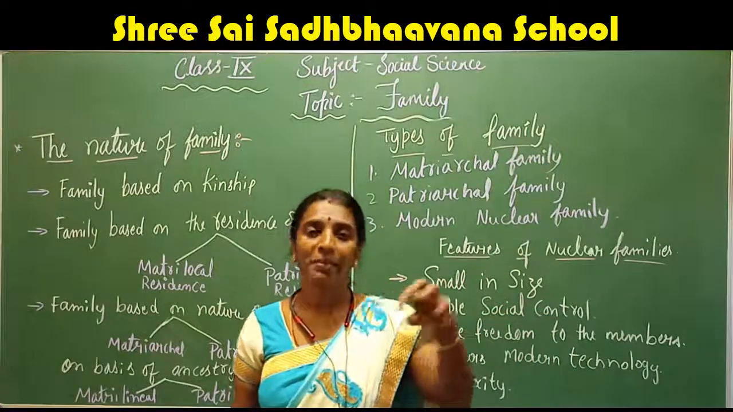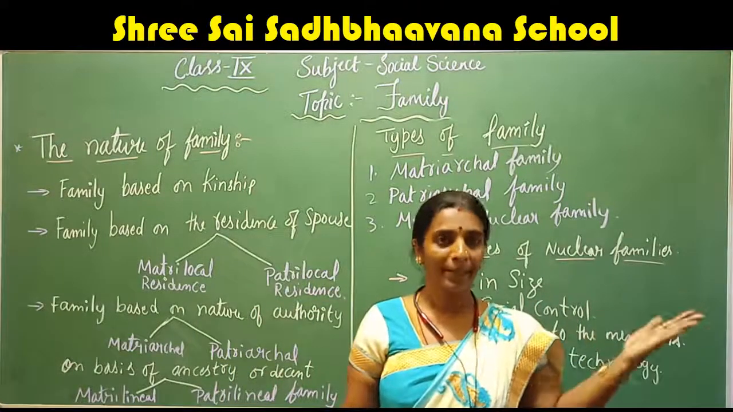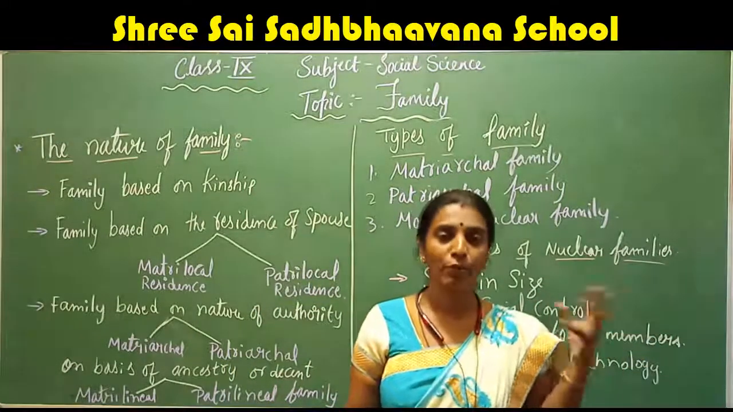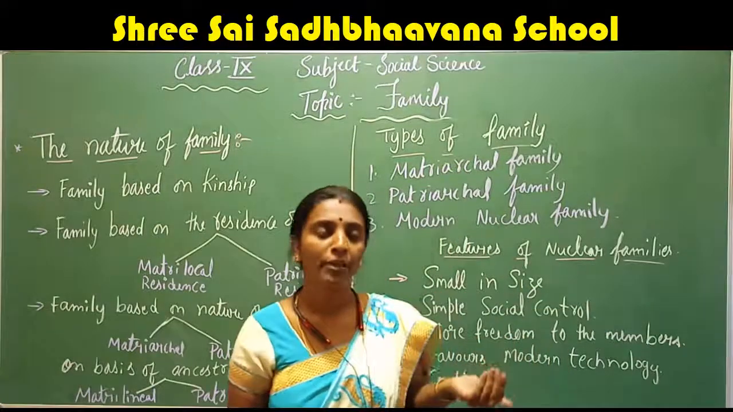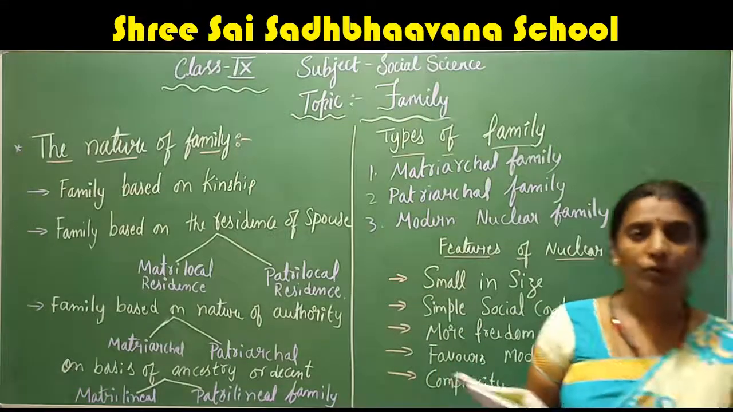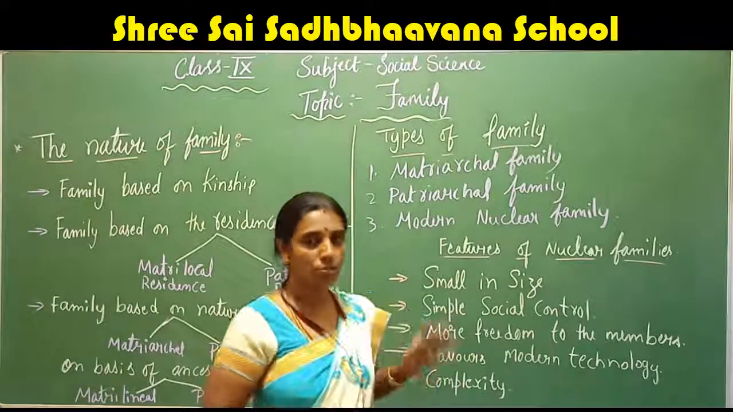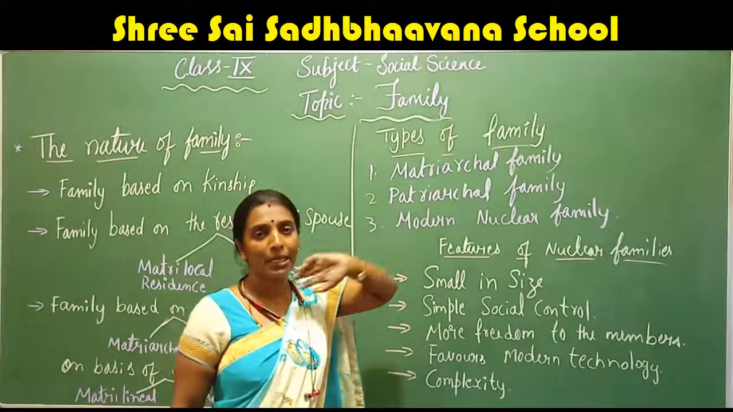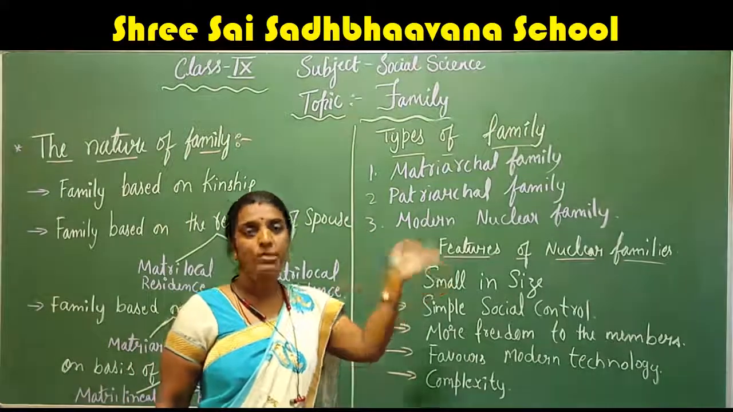The male will be the head of the family, and if he passes away, his elder son will take over the authority of the family. But when it comes to joint families nowadays, we don't have many; we have more nuclear families. We will go to that type also. So the two types you understood: in the matriarchal family it passes from mother to daughter, here from father to son.